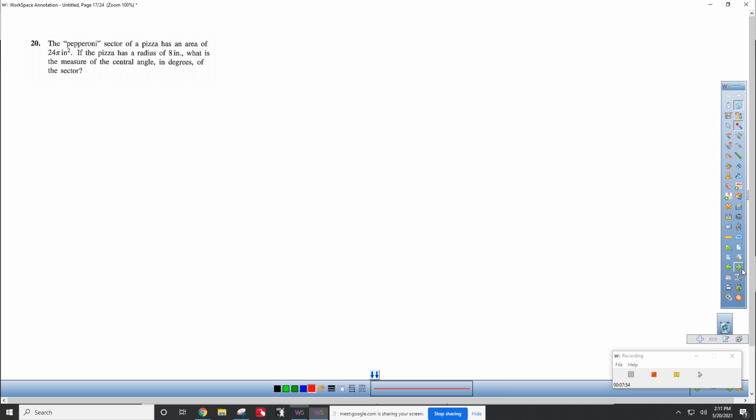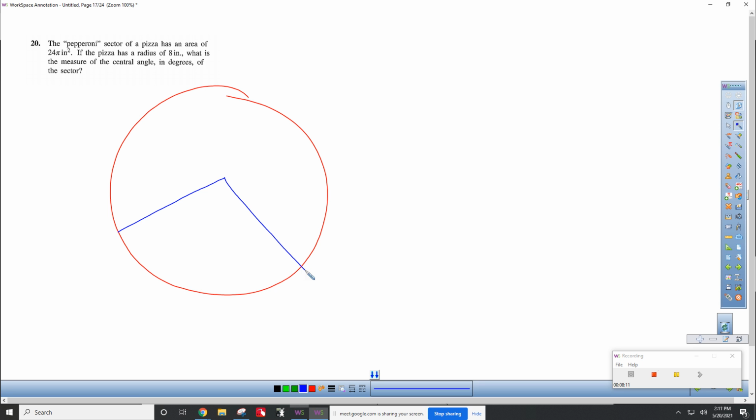The pepperoni sector of a pizza has an area of 24 pi square inches. So we have a circle, and then whoever made this weird pizza put pepperoni on this part. The area of this is 24 pi. What they want to know is, what's the angle, if the radius is 8?